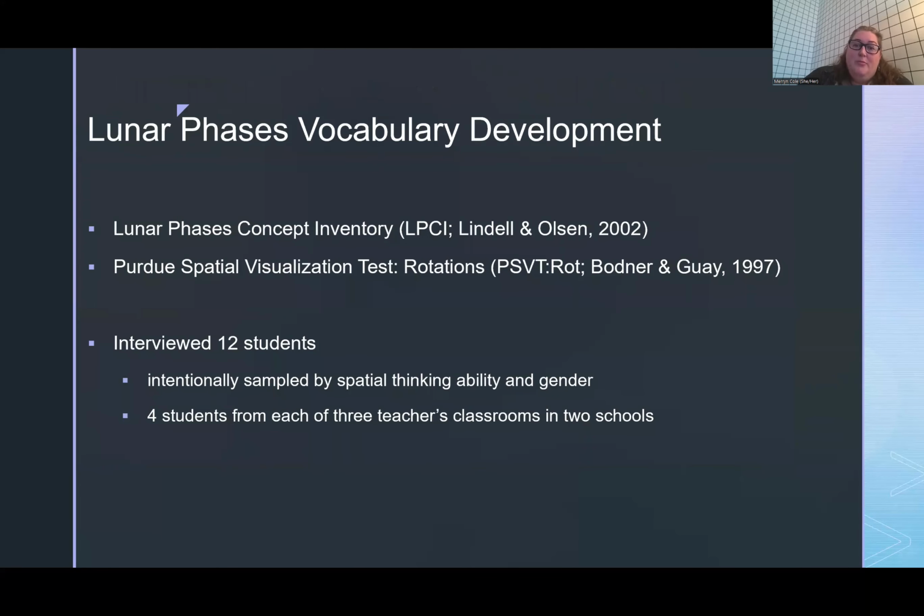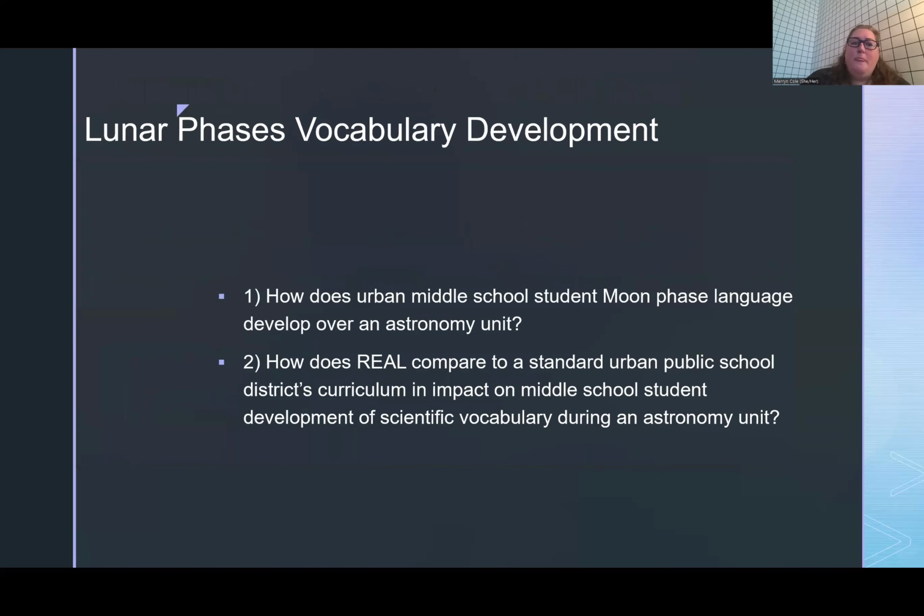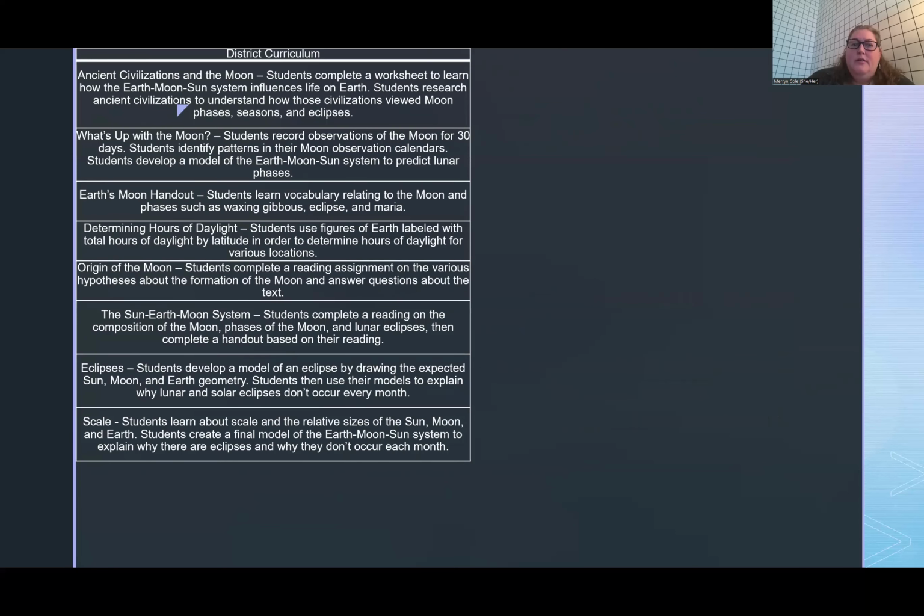The other study I want to mention very briefly was more recent work looking at how students' lunar phases related vocabulary may develop as a result of instruction. We used the same assessments as the previous study, but we also interviewed 12 students who were intentionally sampled by spatial thinking ability and gender. So the 4 students from each of 3 teachers' classrooms in 2 schools were a high spatial girl, a low spatial girl, a high spatial boy, and a low spatial boy. We asked 2 questions that were basically, how does the moon phase language develop over the course of a unit, and how does this language develop in real compared to a business as usual district unit instead.